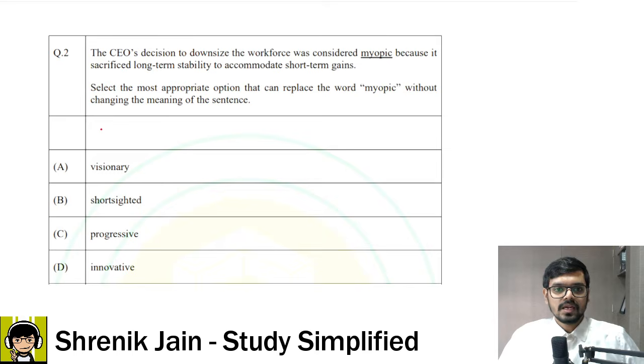Okay, going to the next question. The CEO's decision to downsize the workforce was considered myopic because it sacrificed long-term stability to accommodate short-term gains. Select the most appropriate option that can replace the word myopic without changing the meaning of the sentence. We have 4 options. Pause the video, try, then look at my solution.